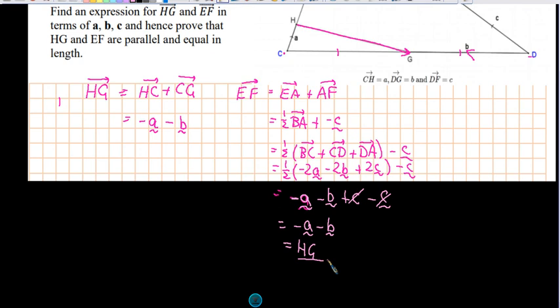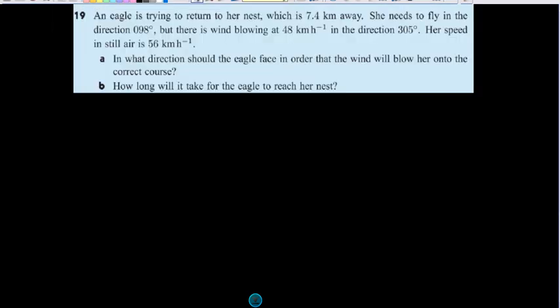I could do a different question if I ended up with this being minus 2A minus 2B. What conclusion could be drawn about the relationship between HG and EF? They're parallel, one is twice the length of the other. So they chose this one.